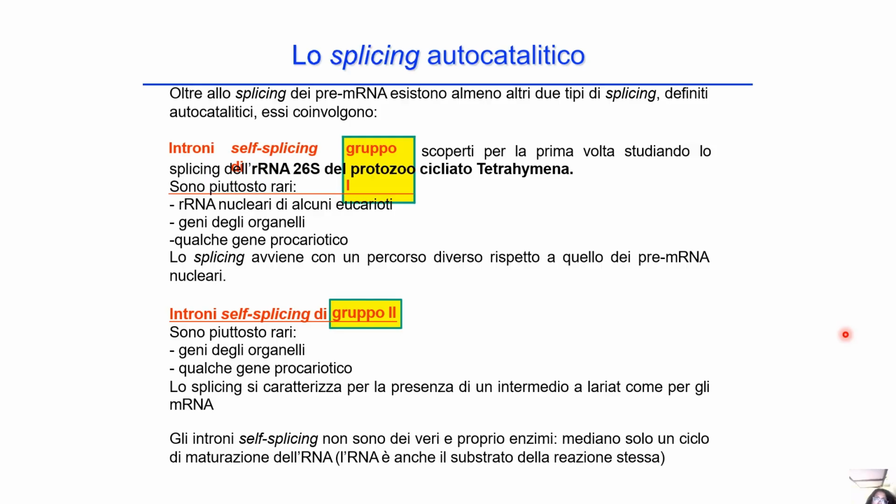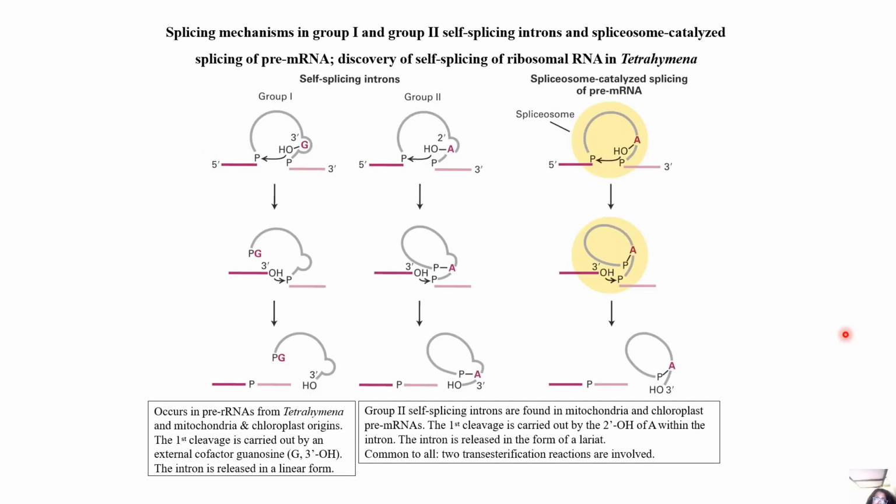Other splicing: these are the self-splicing mechanisms of group I and group II introns, versus spliceosome-catalyzed splicing of pre-mRNA. The discovery of self-splicing of ribosomal RNA introns.